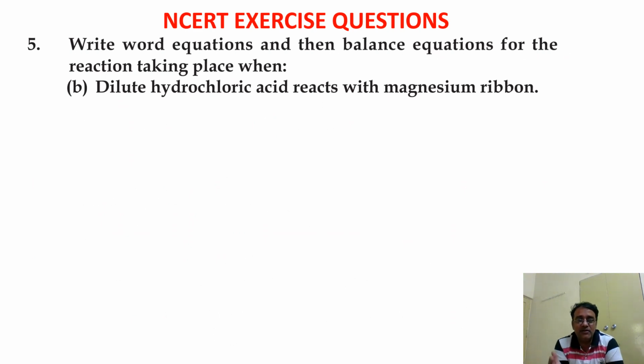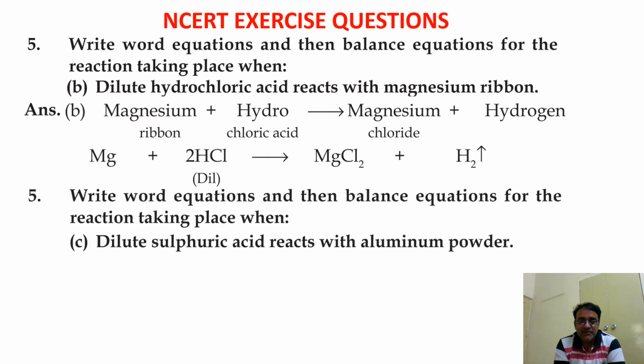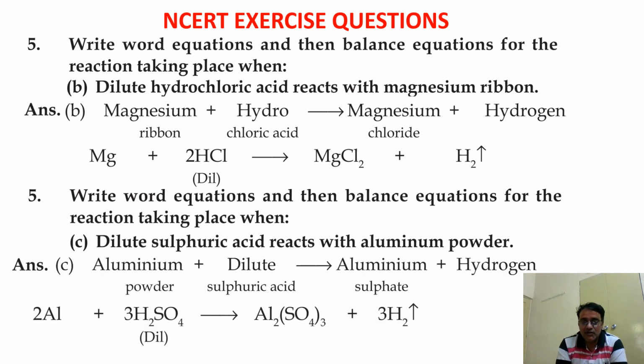Now the second one, dilute hydrochloric acid reacts with magnesium ribbon. We have seen this also: when magnesium reacts with hydrochloric acid, we get magnesium chloride and hydrogen, right? So this is the balanced equation. Now the C bit, dilute sulfuric acid reacts with aluminium powder. So aluminium, Al, with H2SO4 sulfuric acid, when it reacts then we'll get aluminium sulfate, okay, and hydrogen. So this is the balanced reaction.